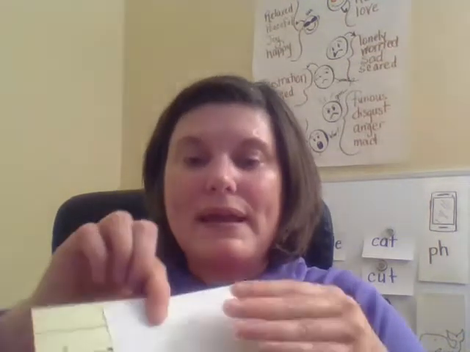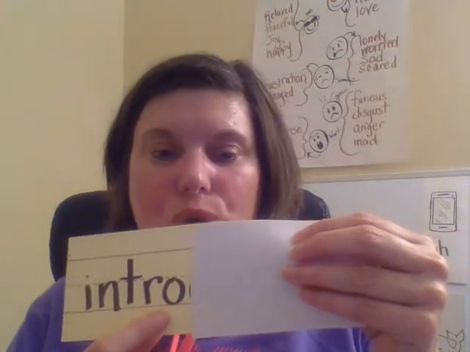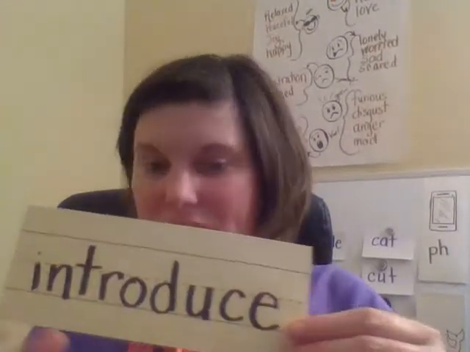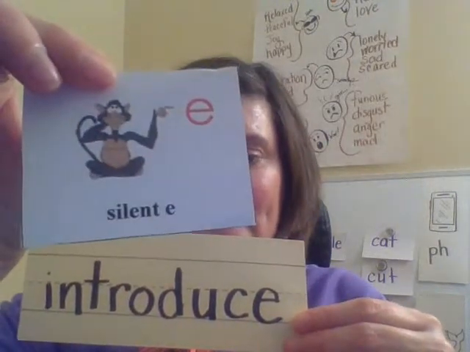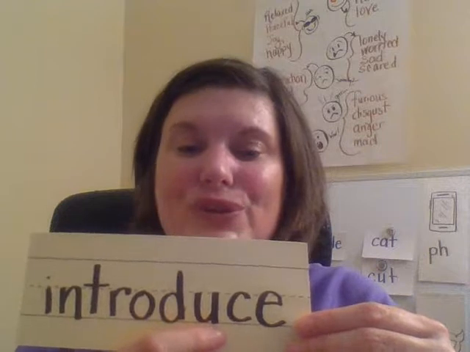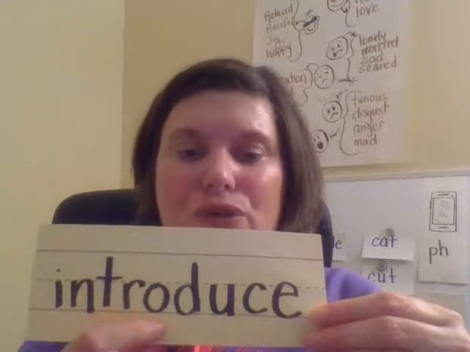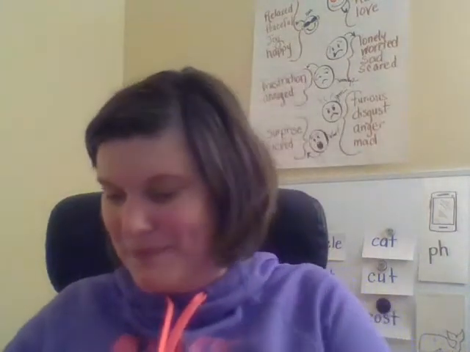All right, one last one like this. Okay. Intro. And we know this is a long O because it's an open syllable. Intro. And then look here. What syllable type is this when we have the E at the end? The silent E. And remember we learned the U can say /oo/ or /yoo/. So duce. Introduce. I'm glad I was able to introduce to you the silent E syllable type.